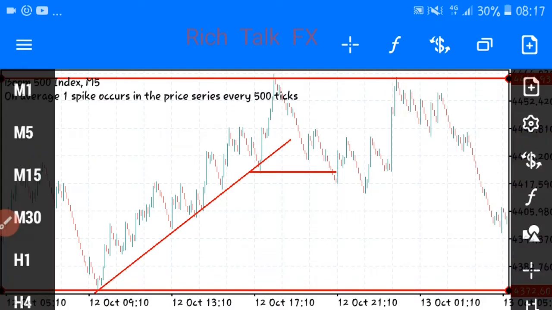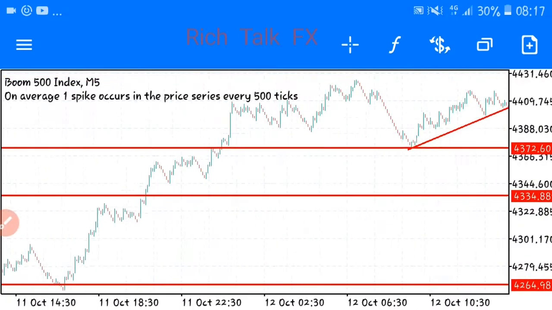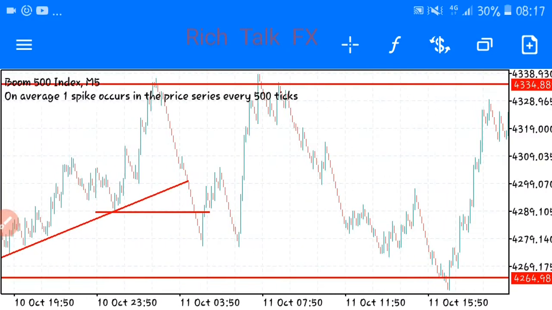So you can always use this strategy on a higher time frame. It depends on what you want. You can use it on a higher time frame or on a lower time frame, but I prefer the 5 minutes time frame. So let me show you other examples, guys.